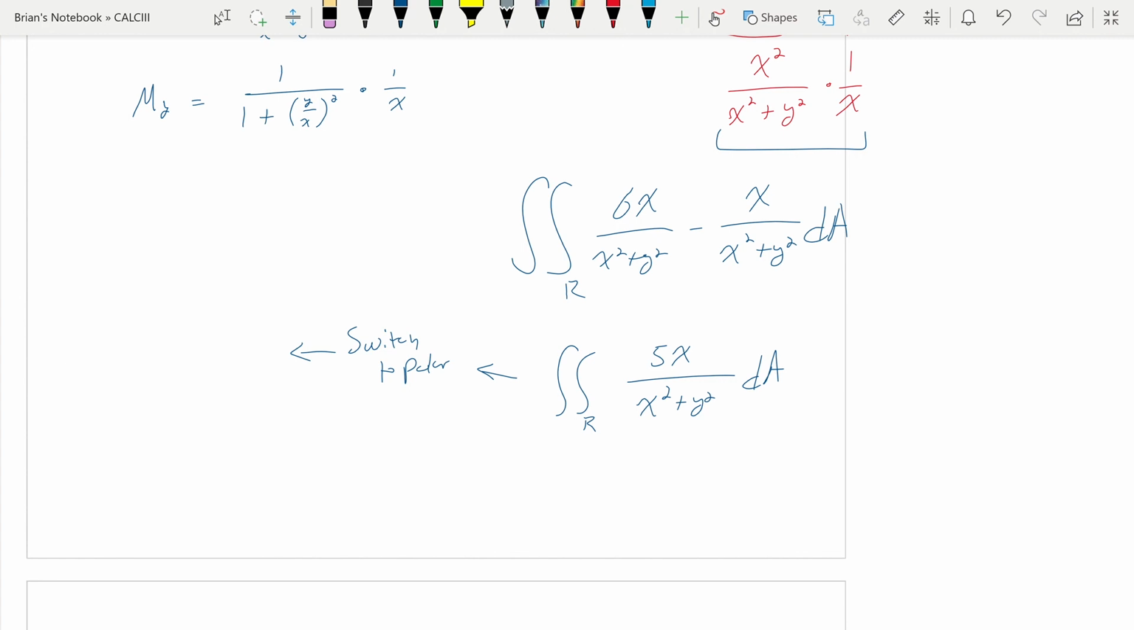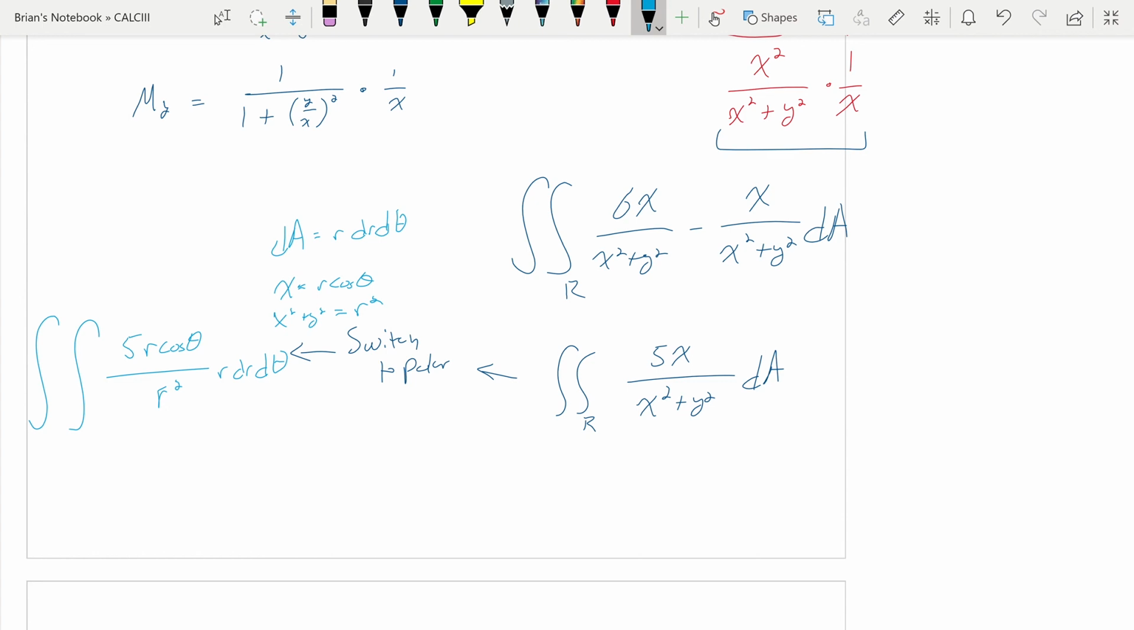Okay, so switch to polar. So remember that, and I'll do it another color. X is equal to r cosine theta. And then x squared plus y squared is equal to r squared. So we can switch out the top for 5r cosine theta and switch out the bottom for r squared. And then we've got our two integrals. And now we need to switch out our dA. Remember that dA is equal to r dr d theta. So then we have r dr d theta.